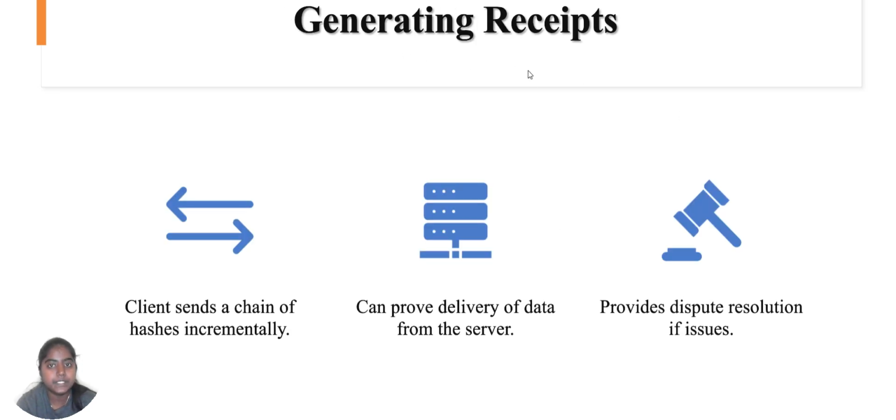Next, coming into generating receipts, as we discussed, receipts can be authenticated from the client and the server. In order to generate the receipt, the client needs to send a chain of hashes incrementally after each and every transaction, so that as per the transaction, we can provide the same receipt accordingly. It can also prove the delivery of data from the server, which helps in resolution if there are issues regarding these receipts or generating the receipts.